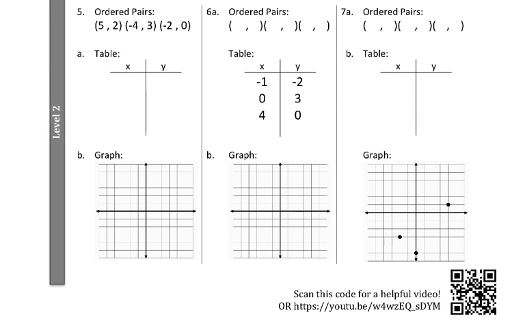Level 2. Either we are given the ordered pair like we have in number 5, or maybe we're given a table, or maybe we're given a graph. We need to fill in the other two representations, so that's what we're going to do now. So let's start with question 5.